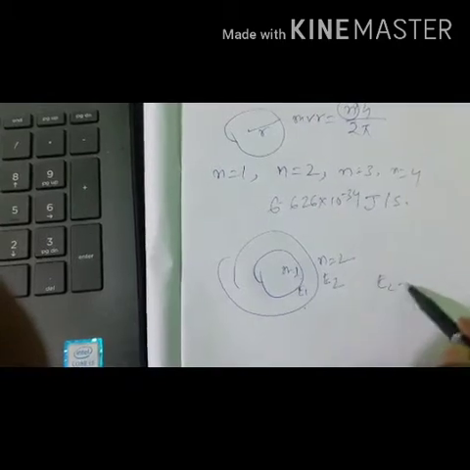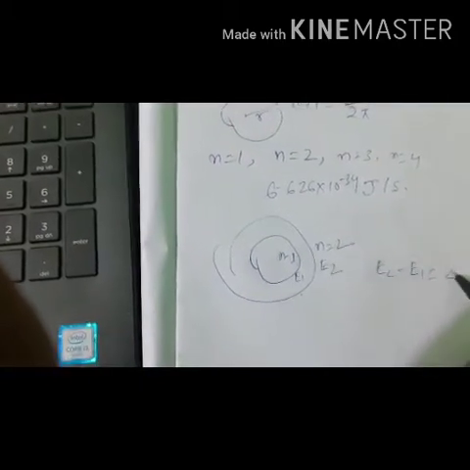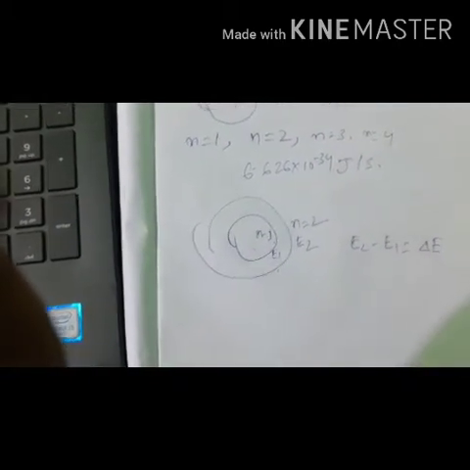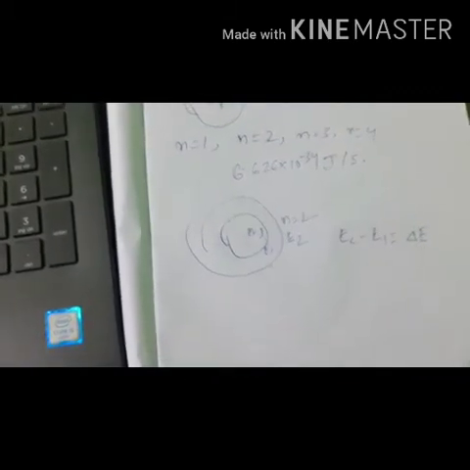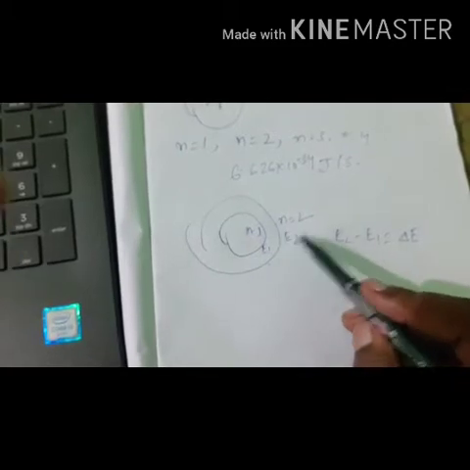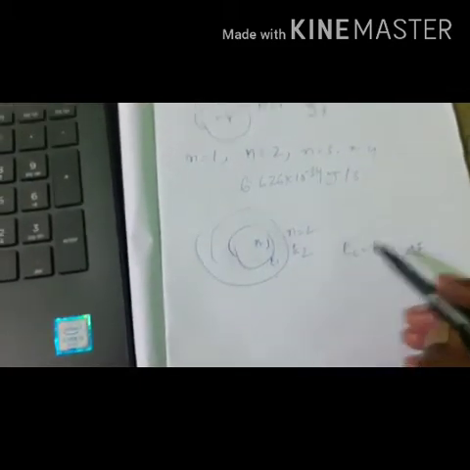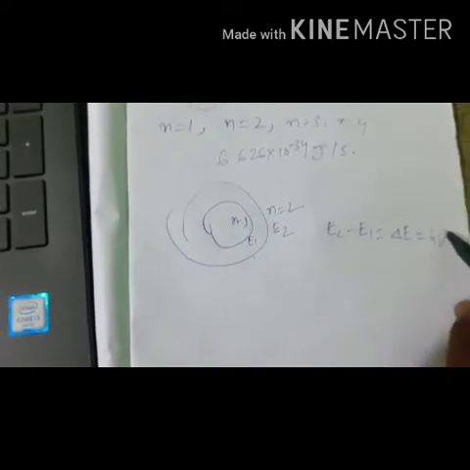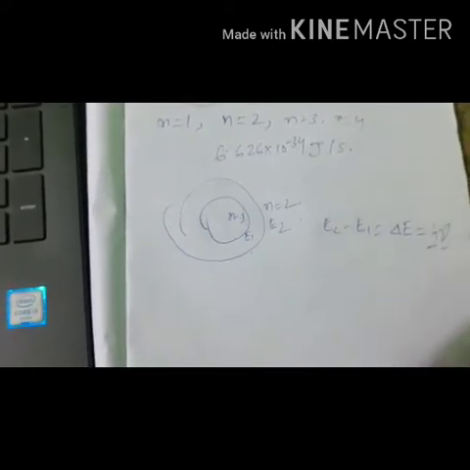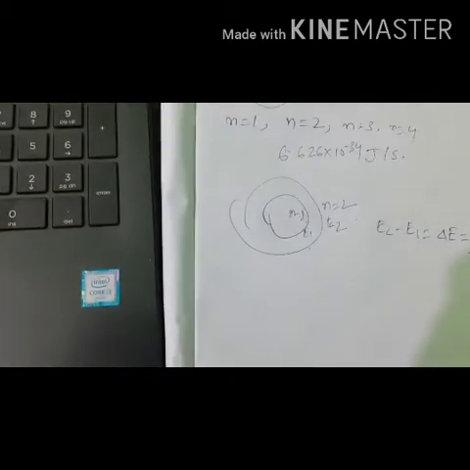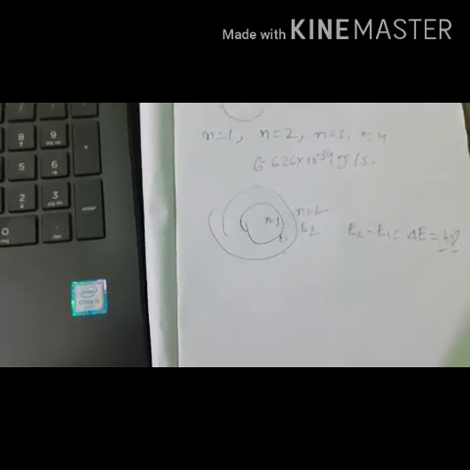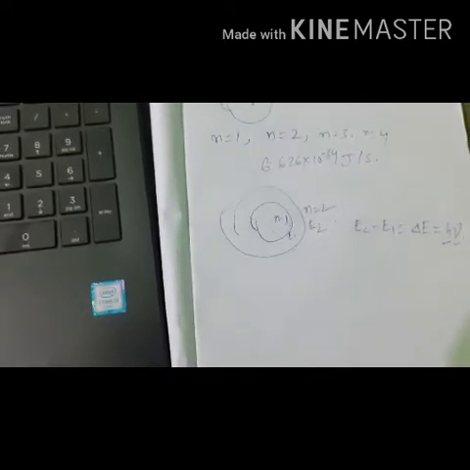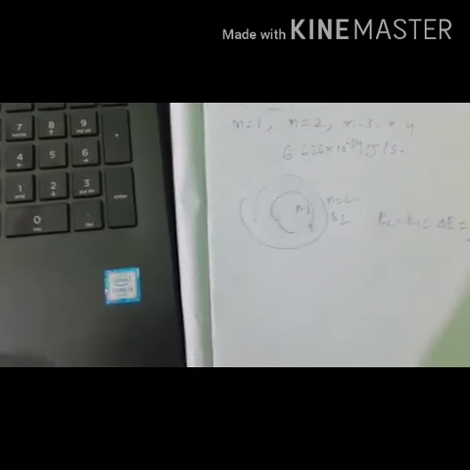Now E2 minus E1 will be equal to delta E. That means the electron has to accept delta E amount of energy to move from the E1 energy level to the E2 energy level. So this delta E we can write as h nu, where h is the Planck constant and nu is the frequency of light or the frequency of radiation. So these are the three postulates of Bohr's atomic model.